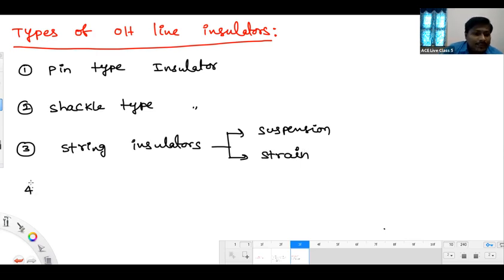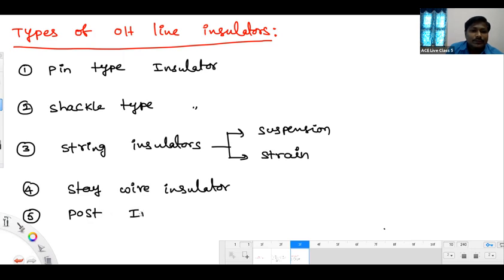Next, the fourth one, we can say the stay wire insulator, or you can say the guy wire insulator also. And next one we are going to call post insulators. These are the different types of insulators we use.